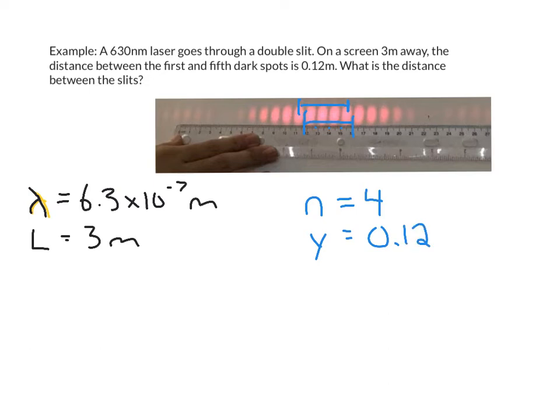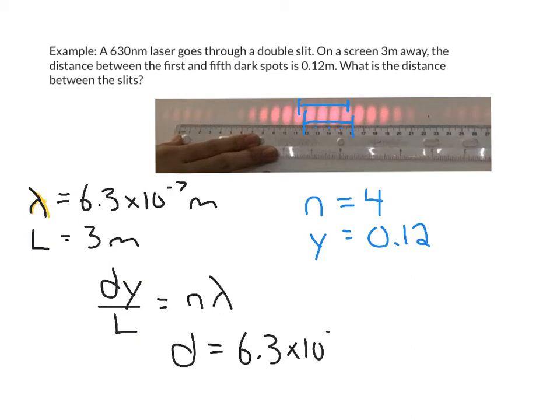If you think back to our conditions, dy over L equals n lambda. If we crunch it out, the numbers work out kind of nicely. We get a d value of 6.3 times 10 to the negative 5.